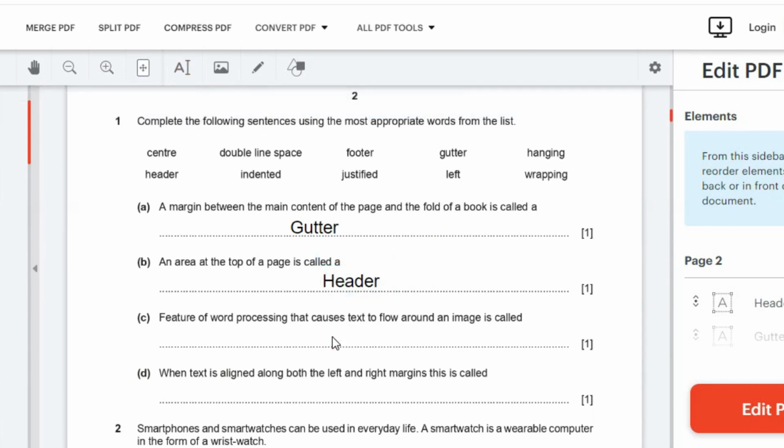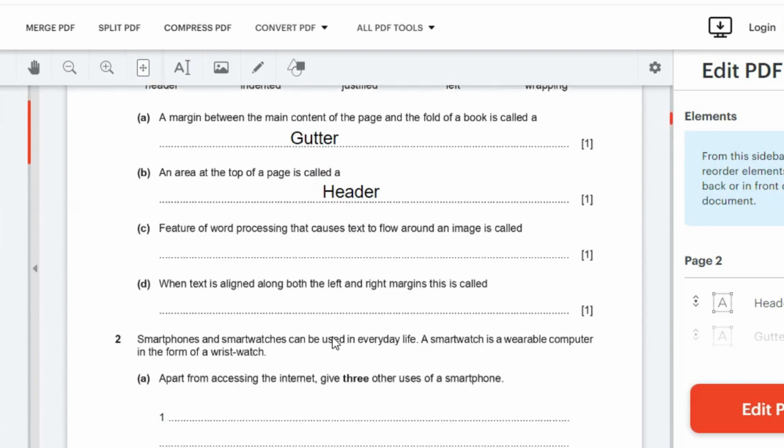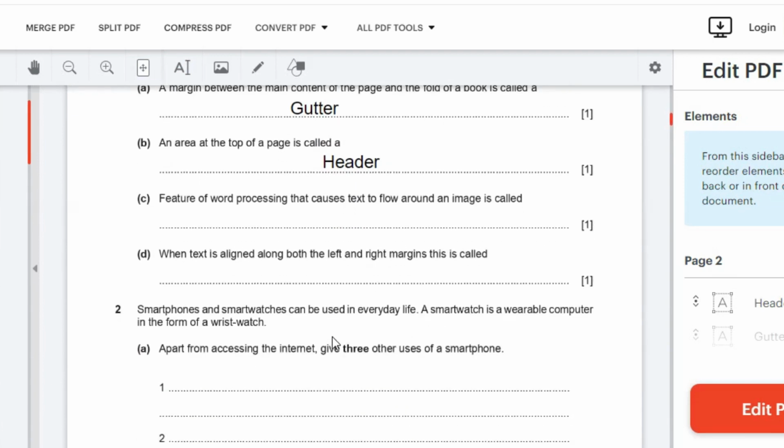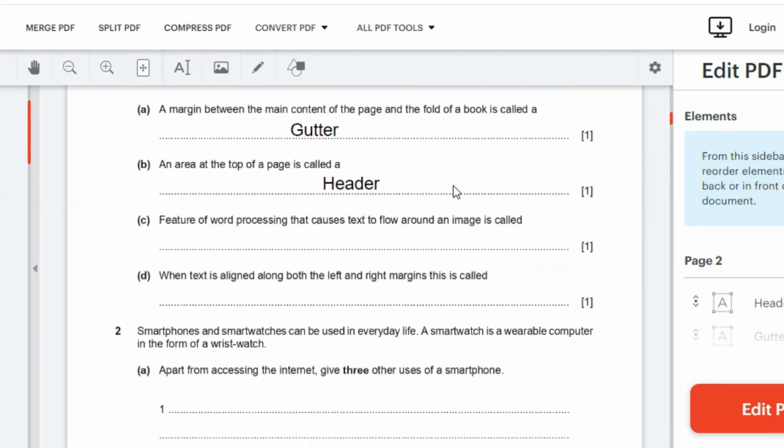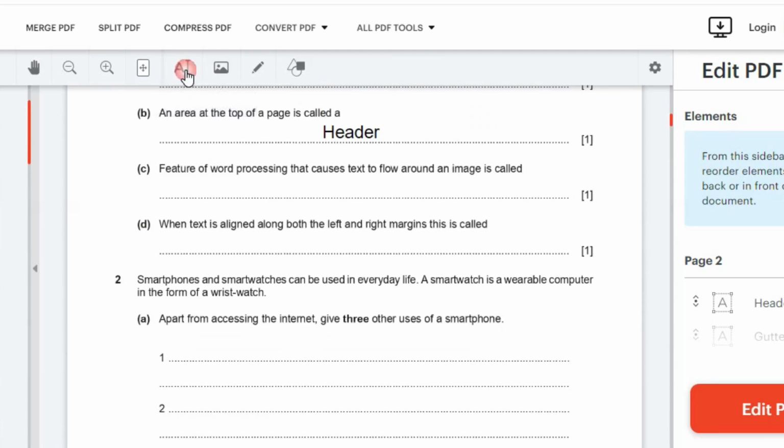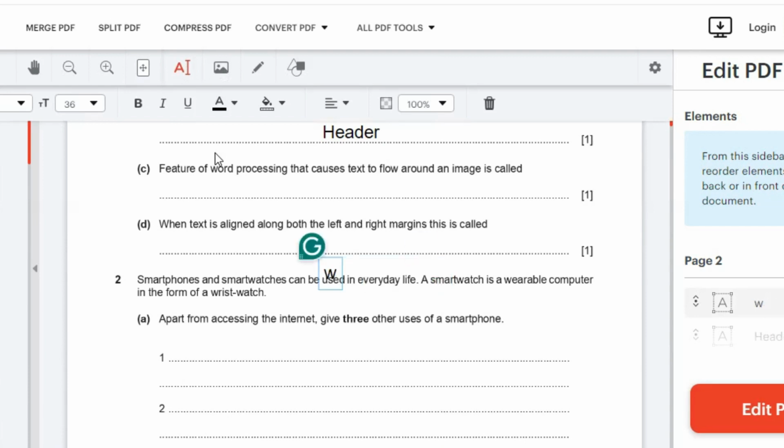Features of word processing that cause text to flow around an image is called, what do we call it? Yes, these are the options. Yes, it's called wrapping.